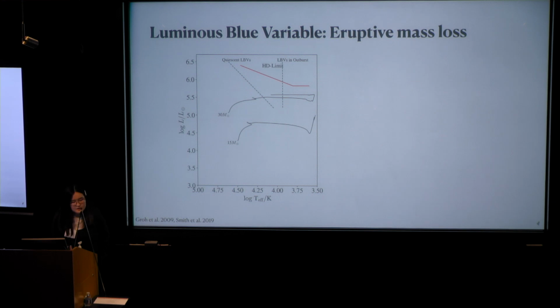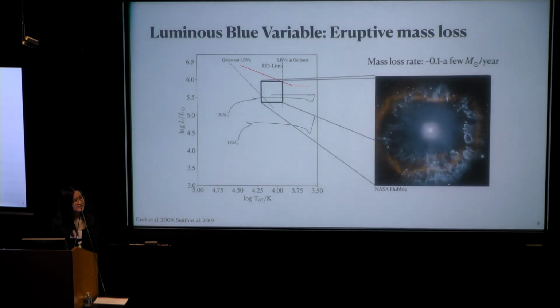And a famous example of an LBV is AG Carinae, which is this beautiful star here. And I want to emphasize this is a star. This is not a supernova. There's still a star there, despite a huge shell of material around it, right? And based on the distance of the shell, as well as the integrated light of the shell, observations have been able to constrain a very high mass loss rate of 0.1 up to a few solar masses per year. And that's incredibly high.